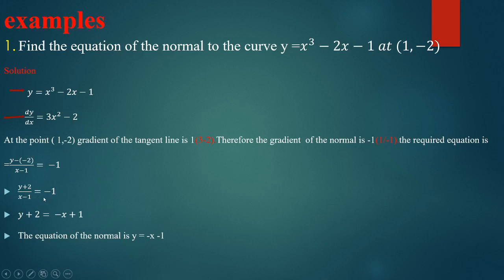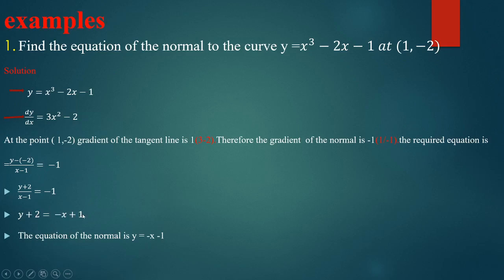Cross multiply, we have y plus 2, because times 1, if you open the bracket, still remains y plus 2, equals negative 1 times x, which becomes negative x, and negative 1 times negative 1 becomes positive 1, so it will be negative x plus 1. So y plus 2 equals negative x plus 1.